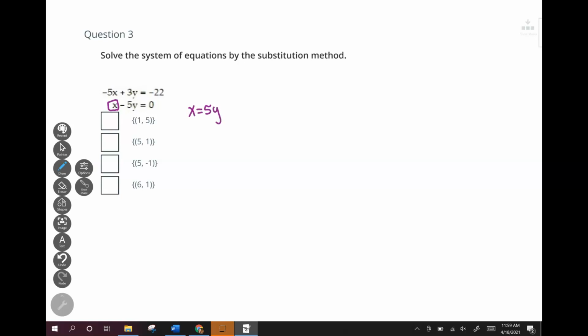Now that I have that, I'm going to substitute 5y in for x in the first equation. Since I know x equals 5y, I can just replace that x with 5y. So I'm going to have -5 times 5y plus 3y equals -22. Now simplify this, we can solve for y. -25y plus 3y equals -22. -22y equals -22. Y equals 1.